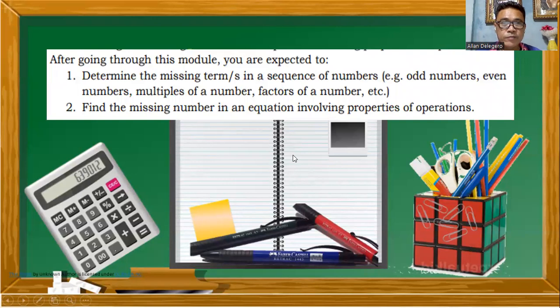After going through this module, you are expected to determine the missing terms in a sequence of numbers, odd numbers, even numbers, multiples of a number, and factors of a number. Find the missing number in an equation involving properties of operation.